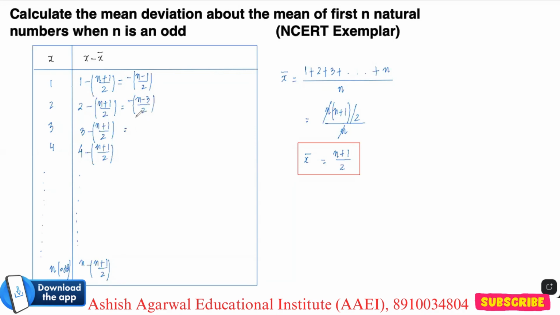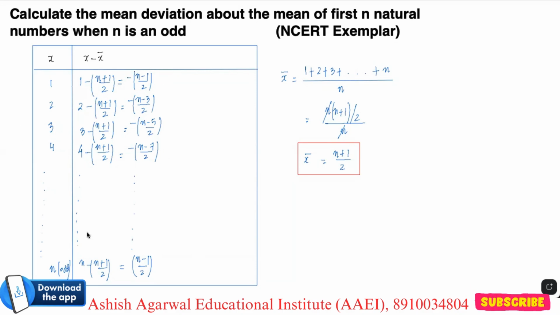This will give me 6 minus n. This is minus of n minus 5 by 2. This will give me minus of n minus 7 by 2. And lastly, what I get to see, it is only n minus 1 by 2. There is no minus sign anymore. 2n minus n, that is n minus 1 by 2. In this dot dot, we have to understand some pattern. This is very very important to understand.